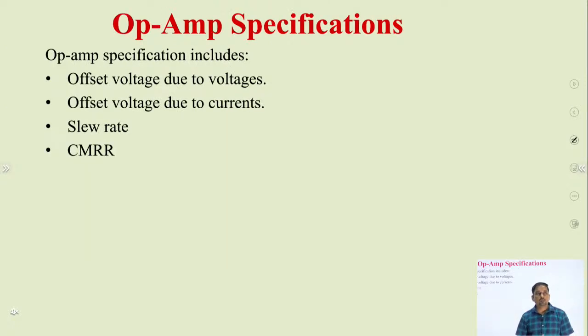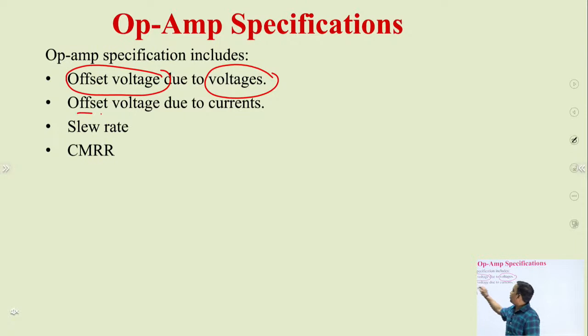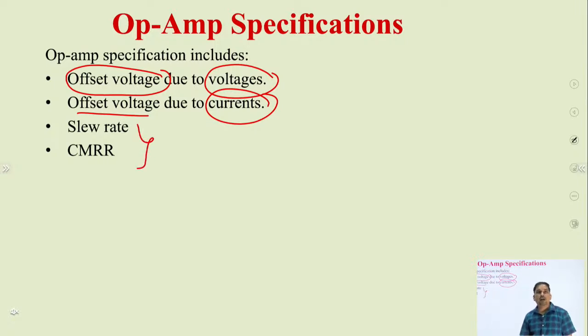Now we have some specifications. These specifications include offset voltages. We are aware that offset is a kind of error. This error is in the voltage due to the various input voltages, or the output offset voltage due to some currents. And after these specifications, we have two more important factors, which are called slew rate and CMRR. We'll be seeing what CMRR, the common mode rejection ratio, is.